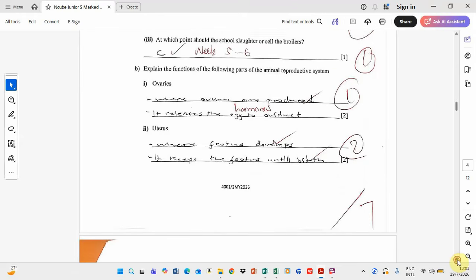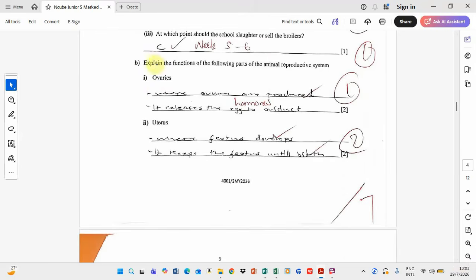Okay. Explain the functions of the following parts of the animal reproductive system. We have ovaries. What are the functions of the ovaries? The ovaries' function is to produce ovum. If it's one, then the ova, if there are so many. It also releases hormones, like estrogen, progesterone. Those are the hormones. And then uterus. Uterus is the site for implantation after fertilization. It also accommodates the fetus until birth, or someone can just say it nourishes the developing embryo, right?